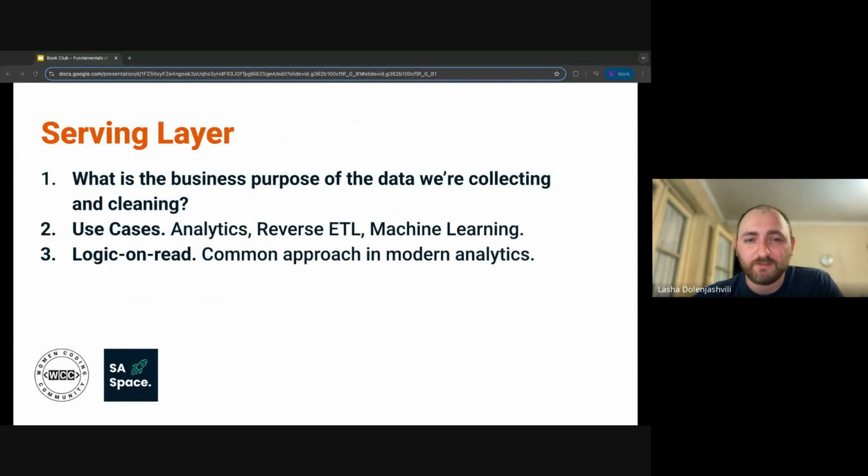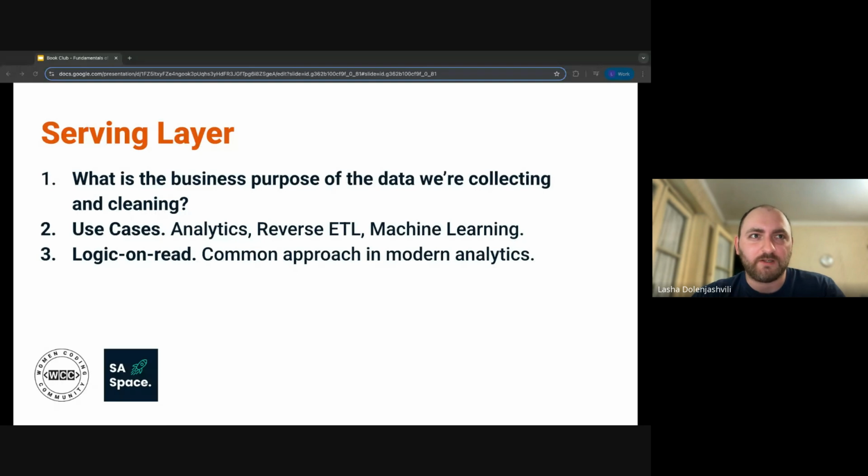So the last layer in our data engineering lifecycle is the serving layer, as I mentioned before on my first or second slide. I think it's the most important layer of all. It's where we finally get value from all our hard work, right? So as the book says, data projects must be intentional. So we have to constantly ask what is the business purpose of the data we are collecting and cleaning.